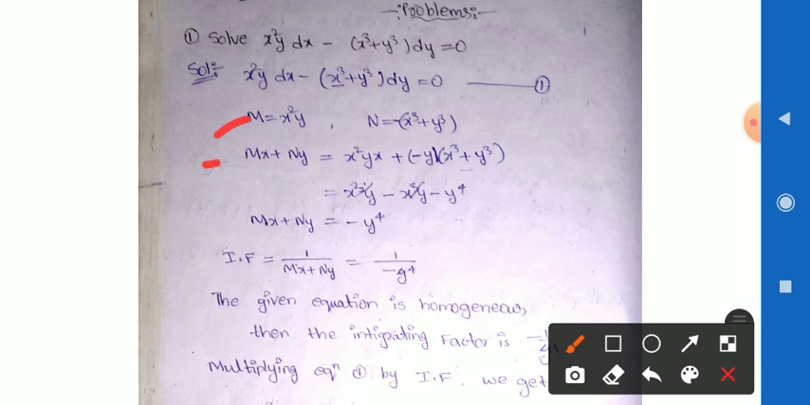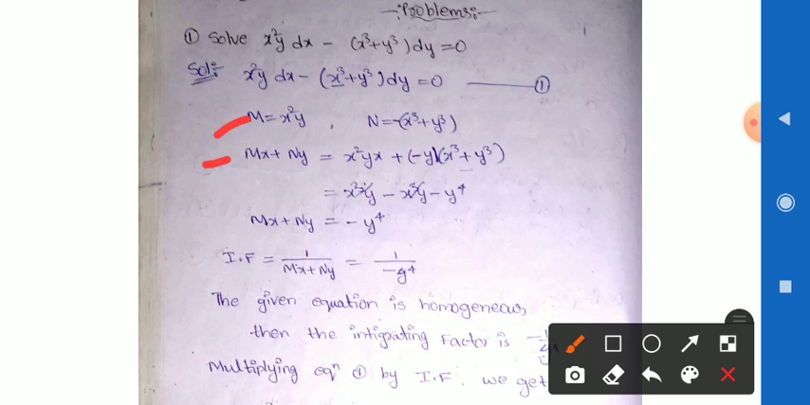Then I am checking Mx + Ny, where the M value is x²y into x plus y into −(x³ + y³). Then we get x³y − x³y − y⁴. Here x³y is cancelled. Then we get Mx + Ny = −y⁴, which gives the integrating factor.